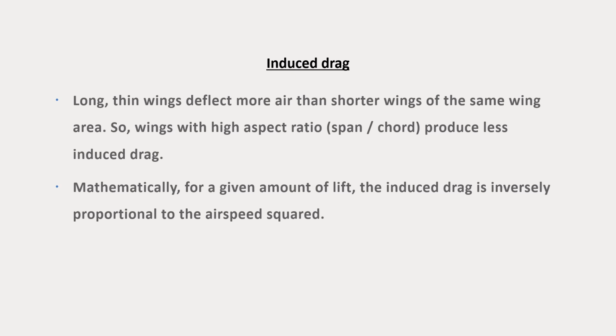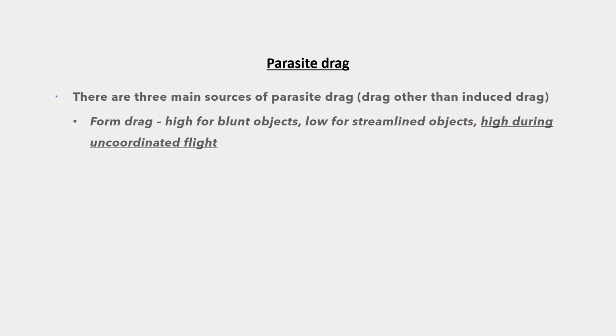Mathematically, for a given amount of lift, the induced drag is inversely proportional to the square of the airspeed. Parasite drag is any kind of drag that is other than induced drag. It's basically the bad drag. There's three main sources. Form drag is basically how streamlined the thing is that's moving through the air. It's high for a blunt object, and it's low for a nice streamlined shape.